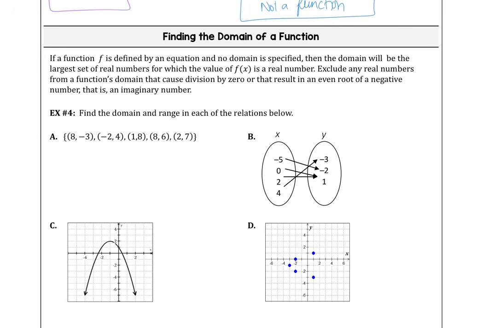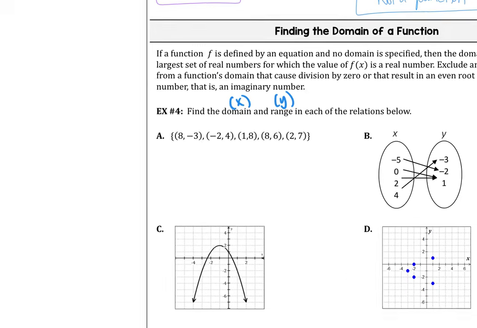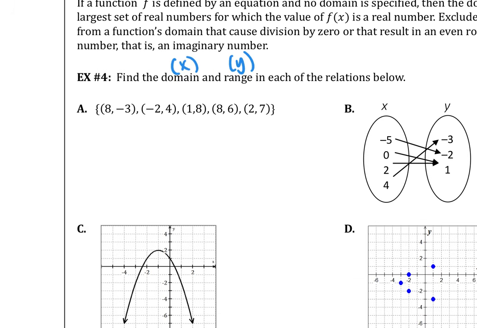Finding the domain. Your domain is always your x values. So you should know how to do this. And range is always your y values. So domain is x, range is y. So this should be familiar to you. Okay. Domain is our x values from least to greatest. And we use the set notation formula. So -2, 1, 2, 8.